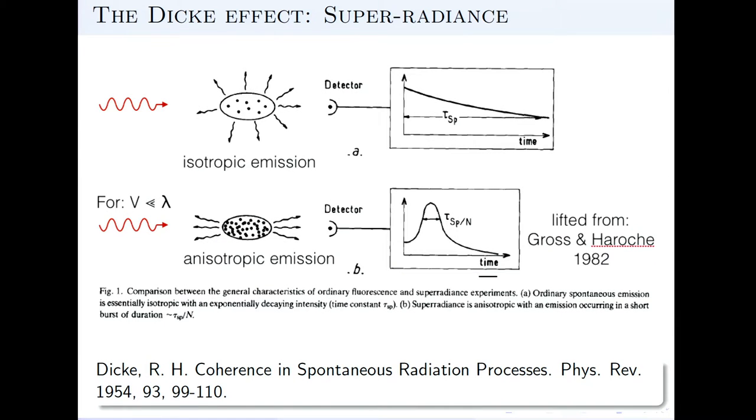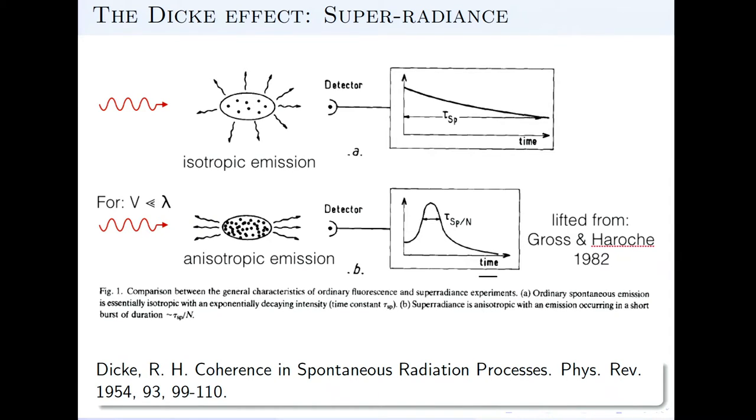So going back to just an array of chromophores that is organized into, let's say, a 30 nanometer particle, so a sub-wavelength particle. We are all familiar with fluorescence and its isotropic emission when the chromophores are in solution and they are far away from each other.